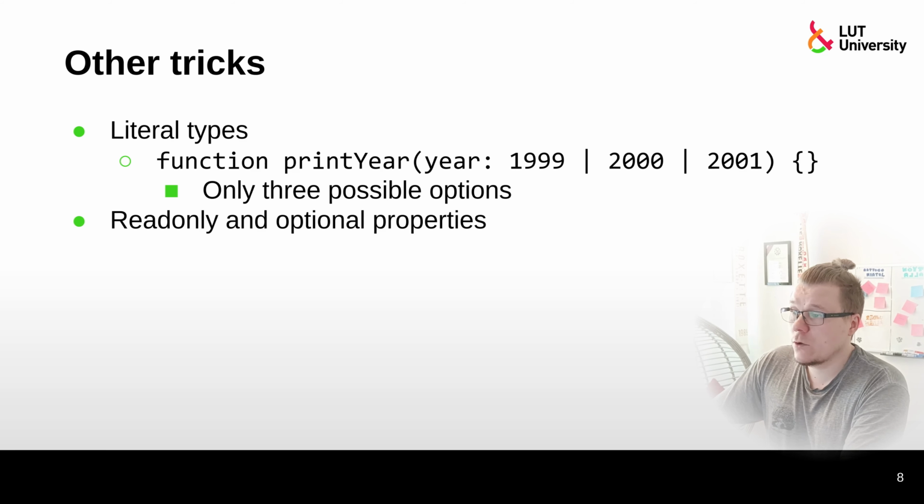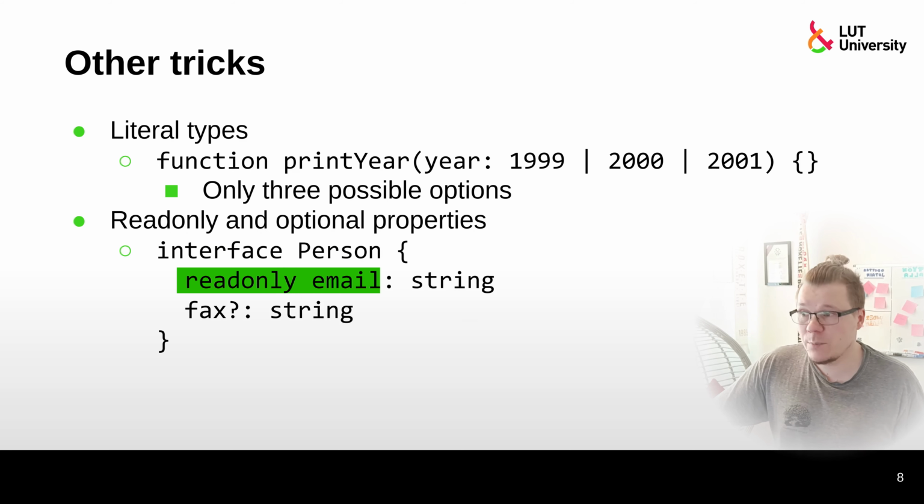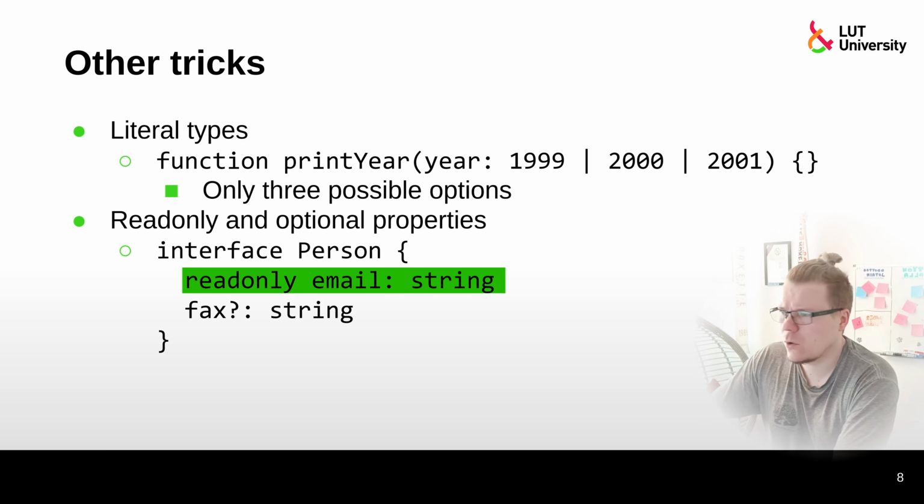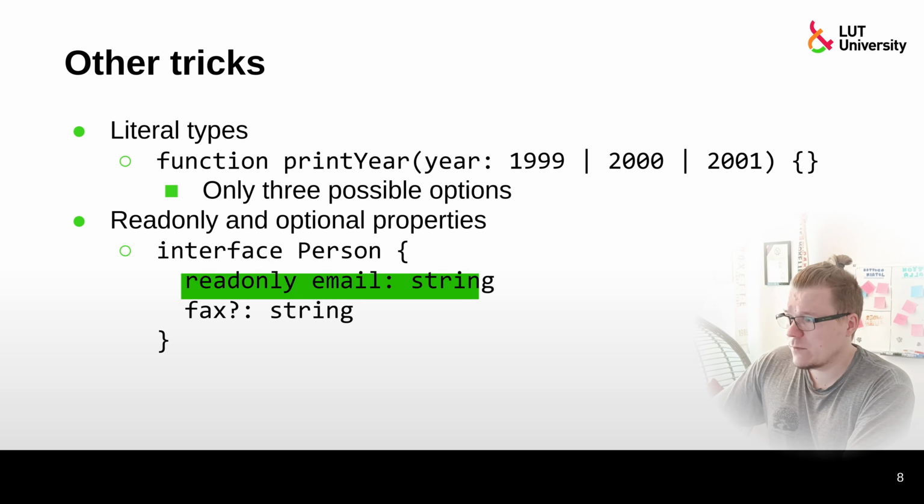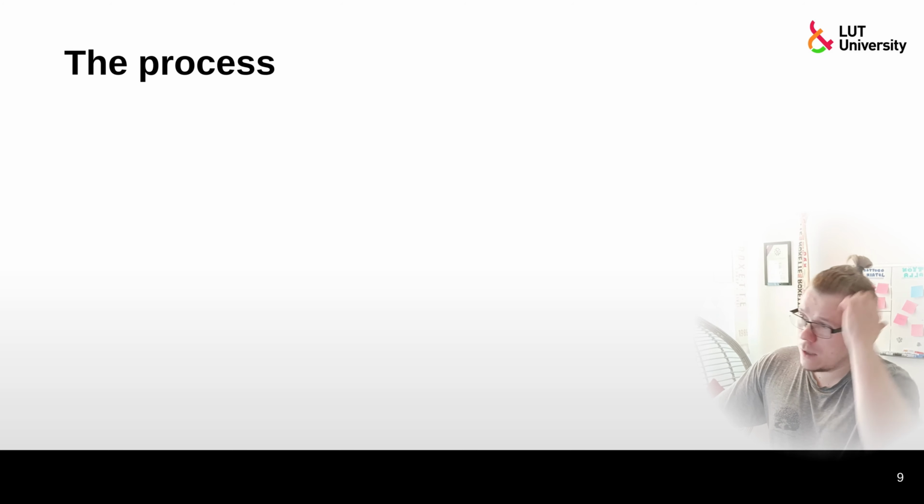Then there are read-only and optional properties. Here we have an interface person, which has this read-only email, which is typed string. So you can define the email one time, but after that it cannot be changed, and it is then read-only. It's pretty much like a constant in a way. Then we have this fax number, it's a string, and it's optional. So there is this question mark. You don't need to define any value for that. You can leave it empty. It's optional.